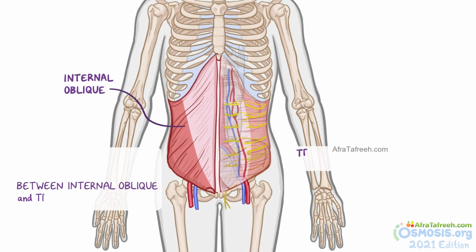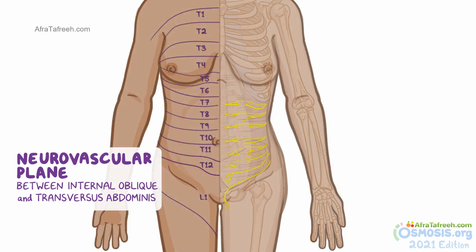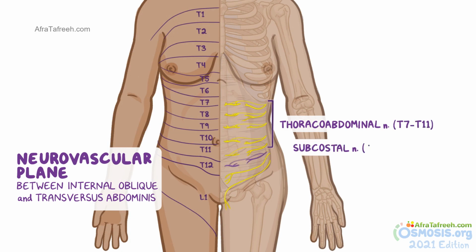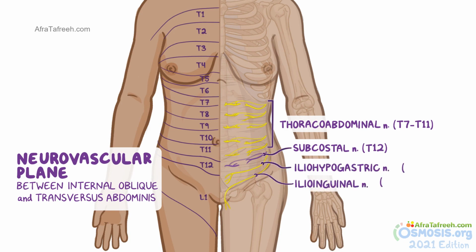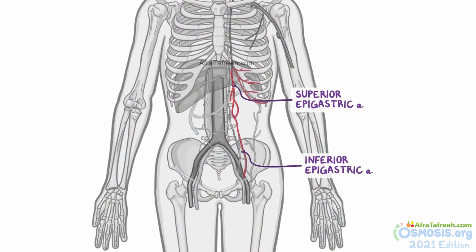Between the internal oblique and the transversus abdominis, there's the neurovascular plane that innervates the anterolateral abdominal wall. The skin and muscles of the anterolateral abdominal wall are innervated by the thoracoabdominal nerves from thoracic nerves T7 to T11, the subcostal nerves at T12, and the iliohypogastric and ilioinguinal nerves from lumbar nerve L1. Some of the major arteries that supply the anterior abdominal wall include the superior and inferior epigastric artery, as well as the musculophrenic artery.